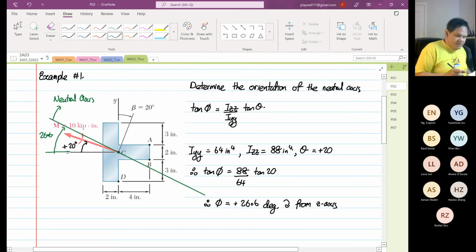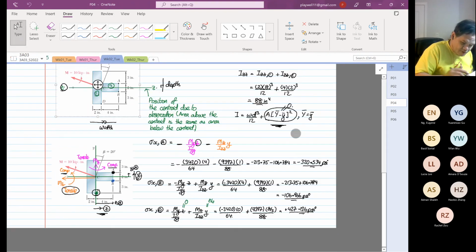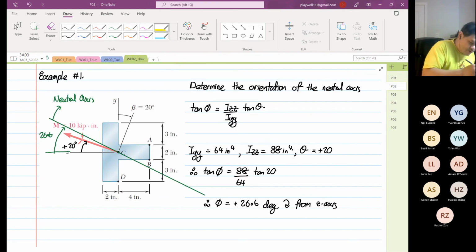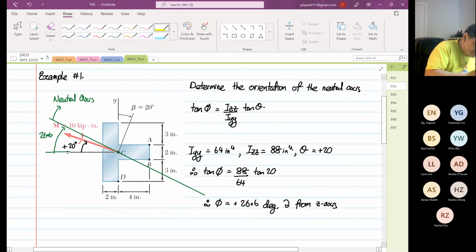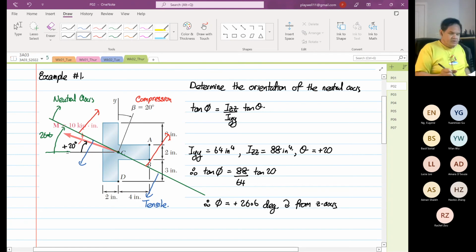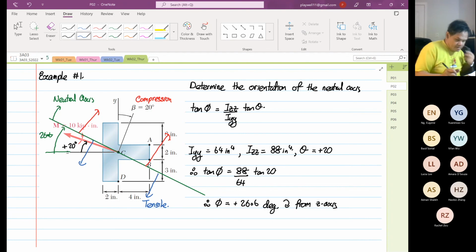Okay. So if we were to recall, if you look at point A and point B on Tuesday, we calculated point A and point B. Okay, so point A is minus, point B is also minus, point D is what? Positive. So anything that is on this side of the neutral axis is going to go through compression. And anything that is opposite, going in the opposite direction, I'm drawing in blue now, is going to be in tensile. Okay. So we have found the position of the neutral axis.